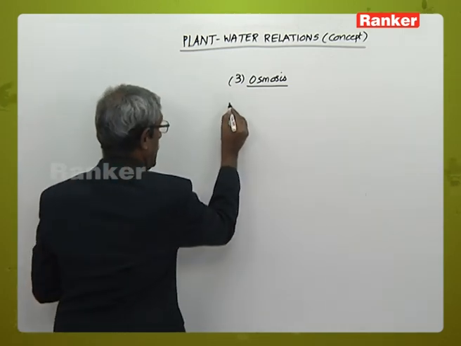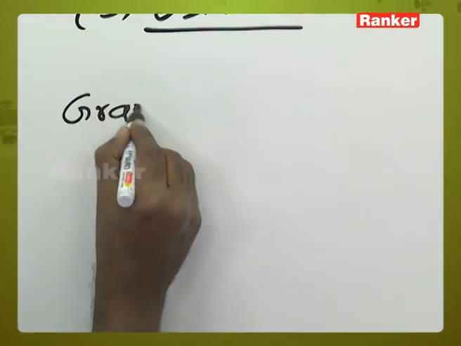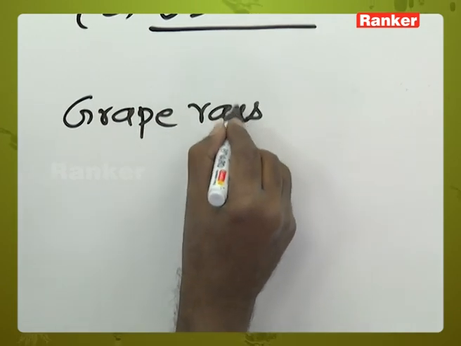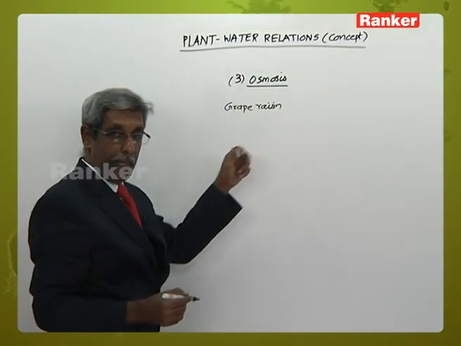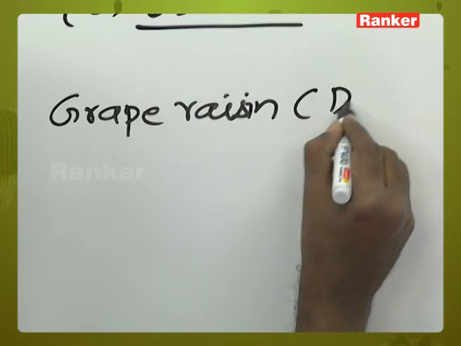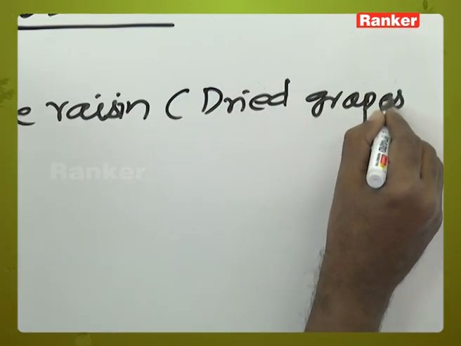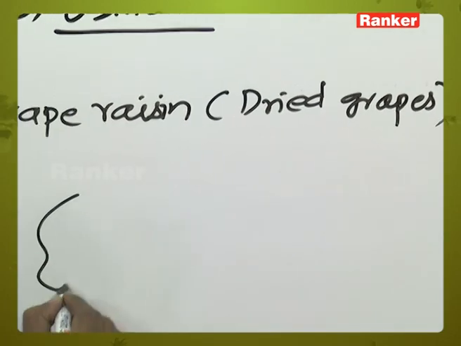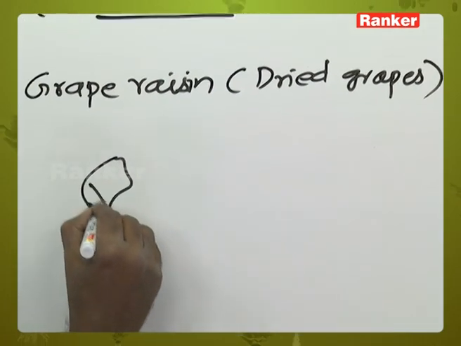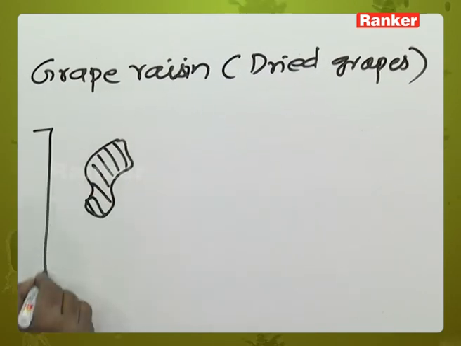Now when you take a grape raisin, a grape raisin is dried grapes, and you put this sort of a raisin in water.